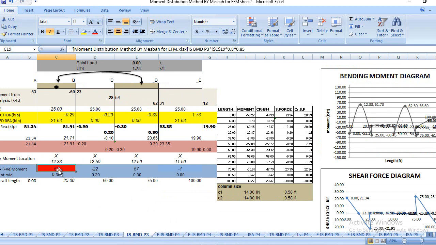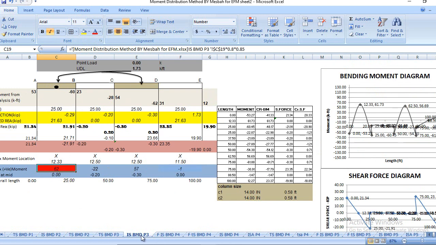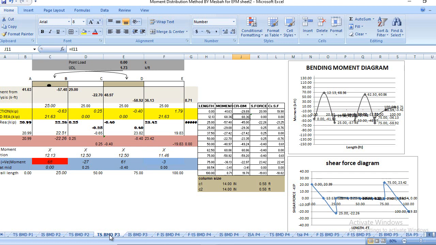So in case of P3, we got the maximum moment here, that is 62. But we have to compare this moment with the P2 loading case, that is the full loading case, okay? And here we got 69. So that's why we have to consider this moment, okay? We will ignore that 62, okay? We have to take this one, clear? Similarly for interior story and similarly for top story.